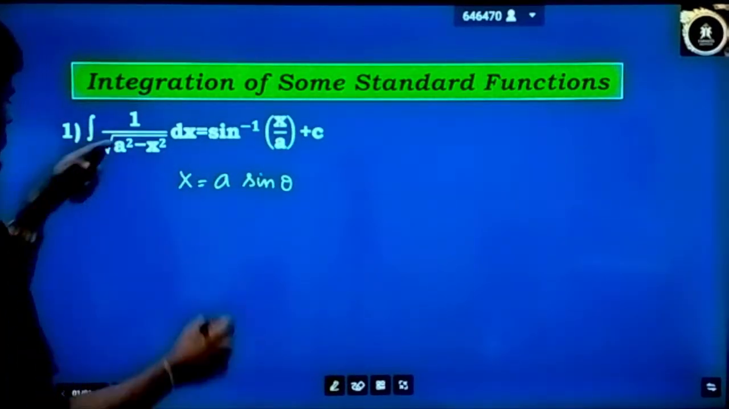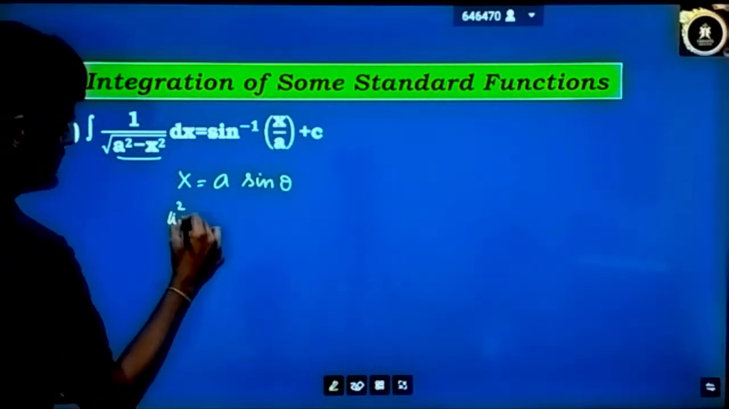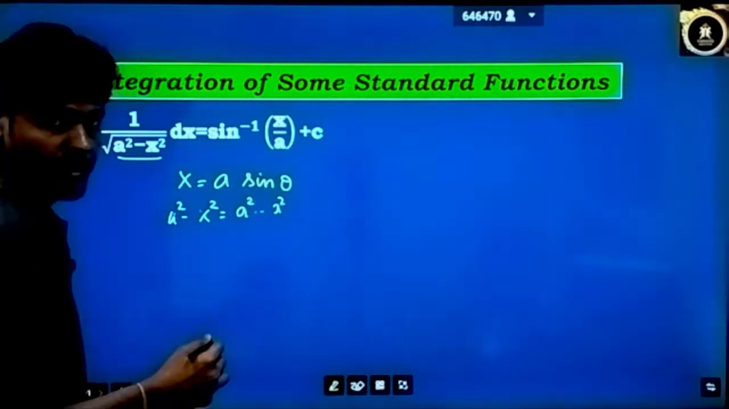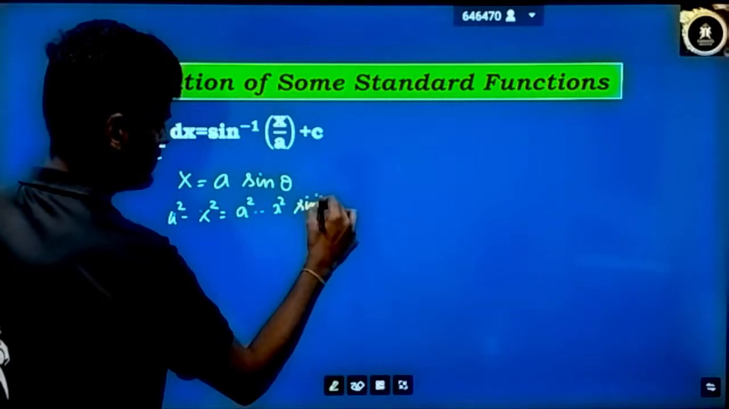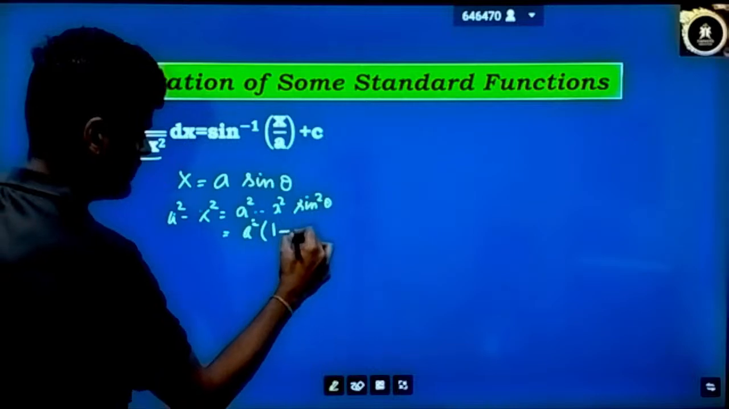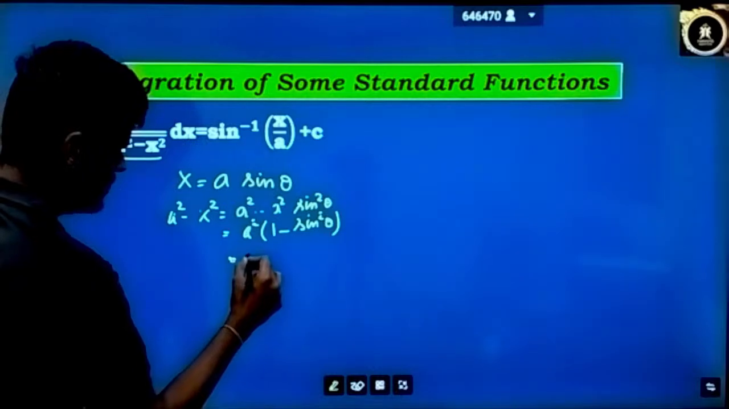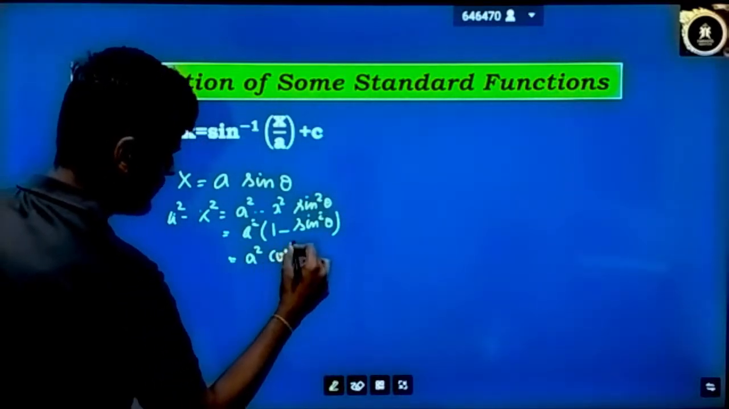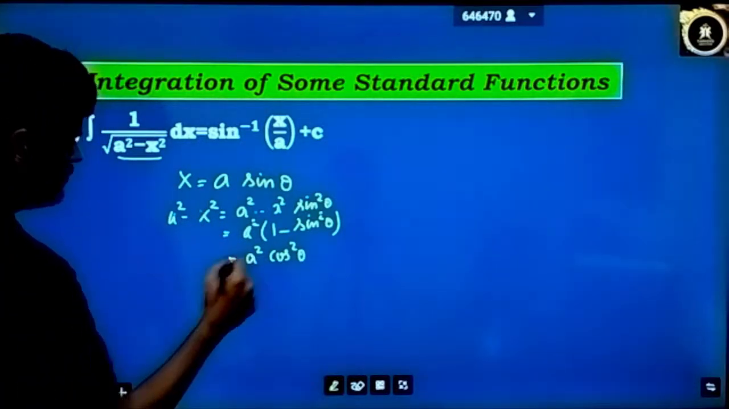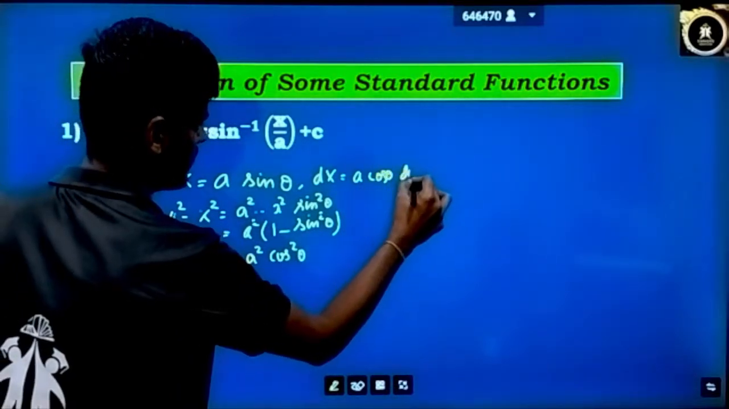If we make this substitution, then the value inside the square root, a square minus x square, will become a square minus a square sin square theta. A square is common, so we can take a square outside and we will have 1 minus sin square theta. And what is 1 minus sin square theta? Cos square theta. So we will get a square cos square theta. So dx will be a cos theta d theta.